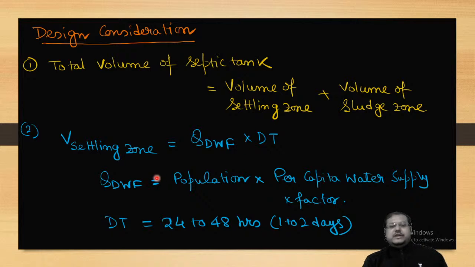We know this. QDWF is the population into per capita sewage flow. And per capita sewage flow is the per capita water supply into the factor. Detention time will vary between 24 to 48 hours, that is 1 to 2 days. Have a look.